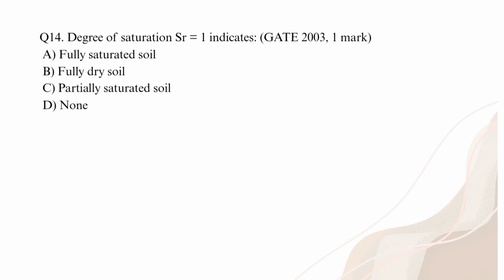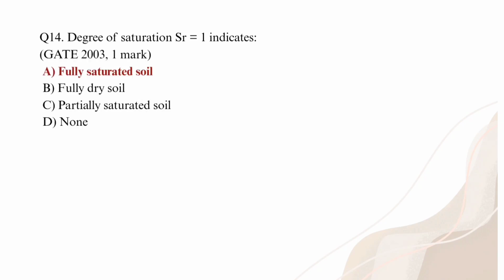The next question, question number 14: degree of saturation Sr equals 1, which indicates what? And the options are option A fully saturated soil, option B fully dry soil, option C partially saturated soil, and option D none. And the correct answer is fully saturated soil, because we know that Sr, the degree of saturation, equals volume of water upon volume of voids. When Sr equals 1, voids are completely filled with water, that is fully saturated. So the correct answer is option A, which is fully saturated. This question was asked in GATE 2003 for 1 mark.